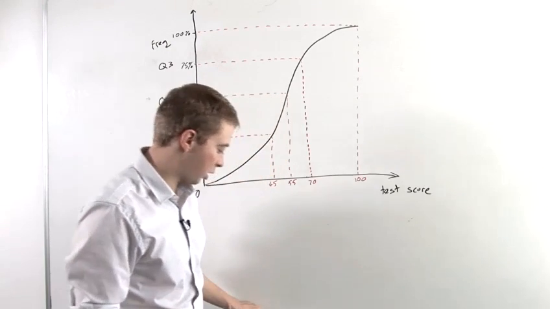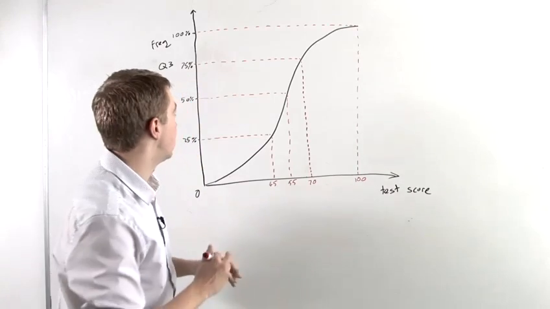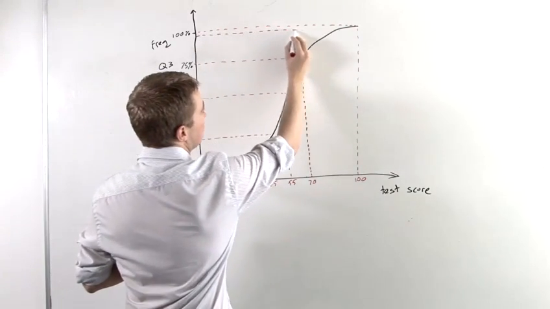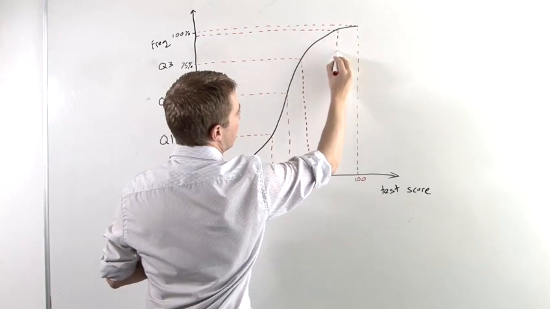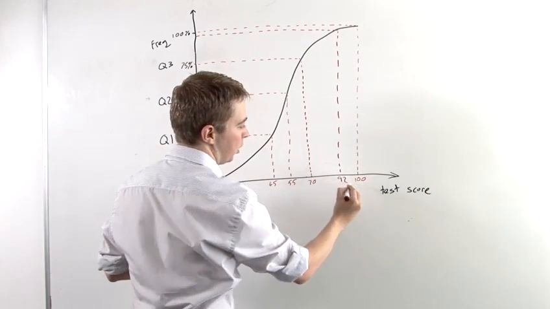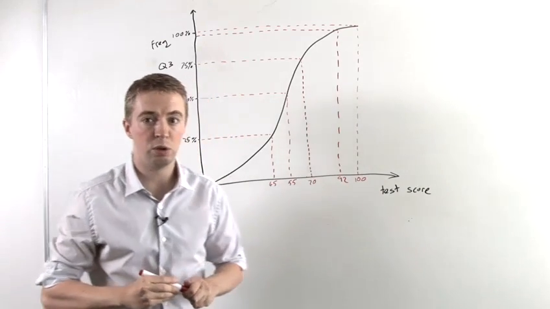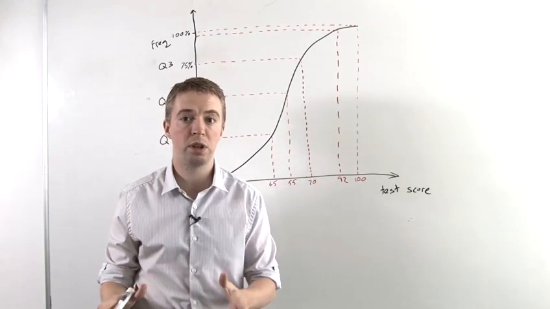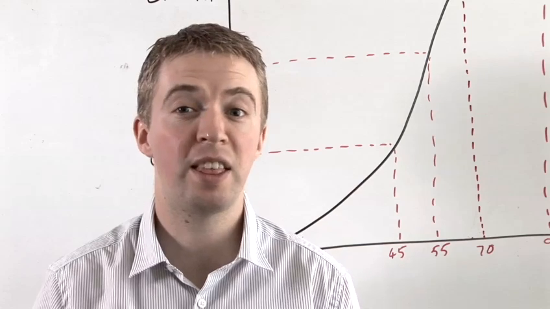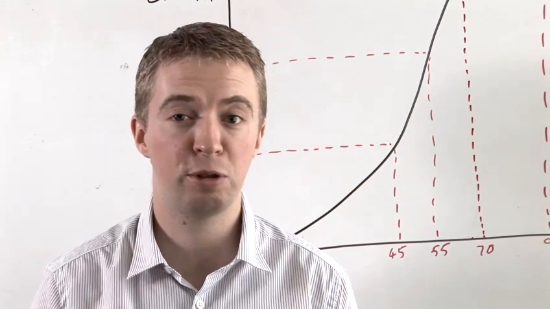So for example, we could look at the 99th percentile, which would be up here. And that might be, say, 92 on the test. So if you scored 92 or above in the test, you would be above the 99th percentile. And that's what a percentile is and how to work one out.